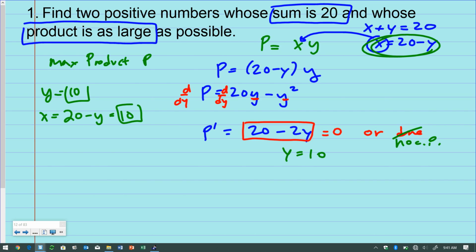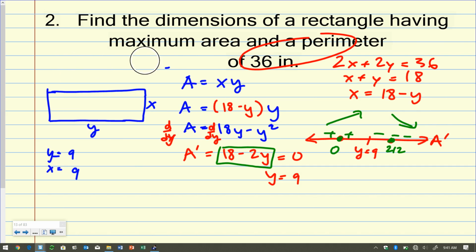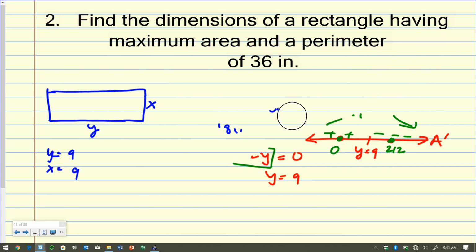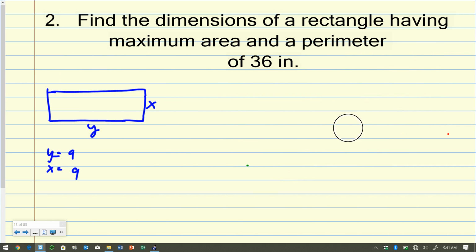Okay, and then make sure you answer the question. The question is, find two positive numbers. I did it, so I'm in good shape. Okay, let's do another problem. All right, this is a similar problem. It's just now they've added an application to it. You've got a rectangle.